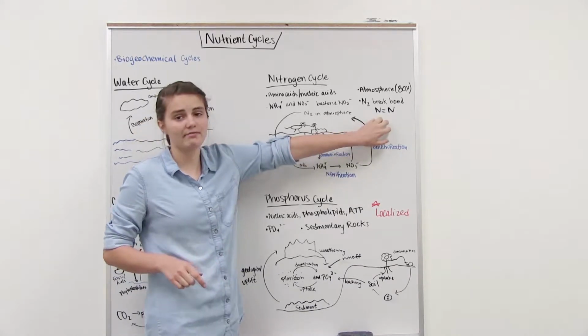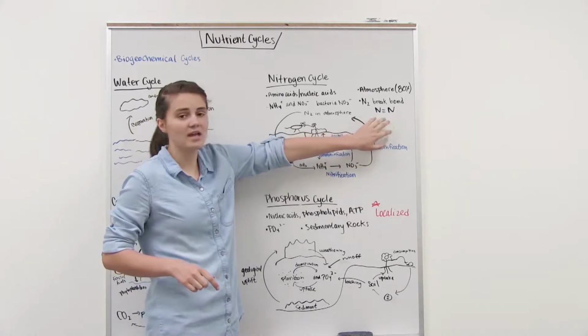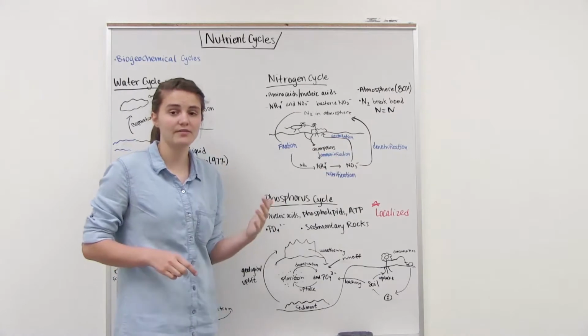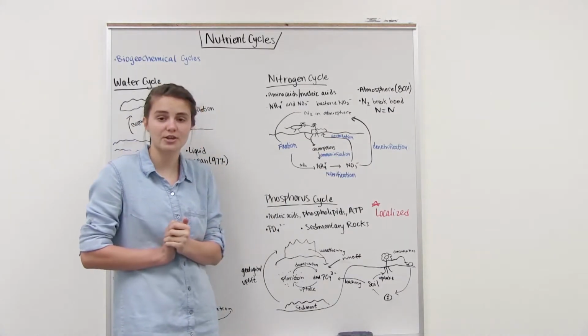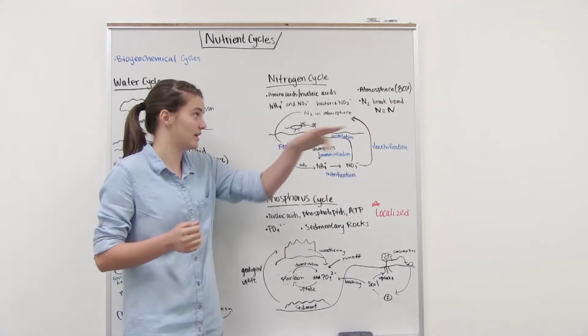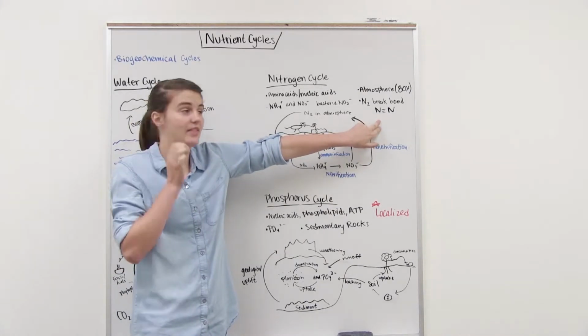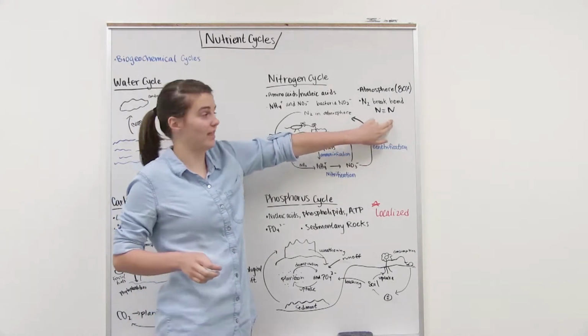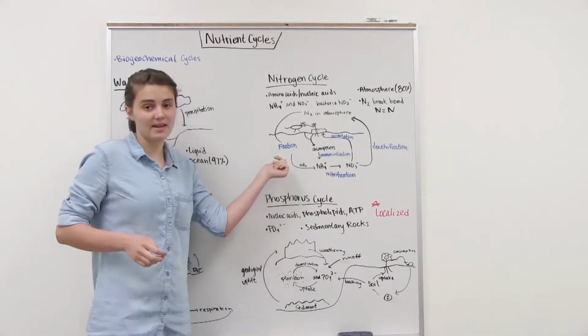So in order to get it, we have to break that triple bond, and that can be extremely difficult for most living things. So we have special bacteria that do it, because there's really two ways to break this. One is lightning, but that's not going to happen enough to be able to support life. So what we have is this nitrogen fixation.